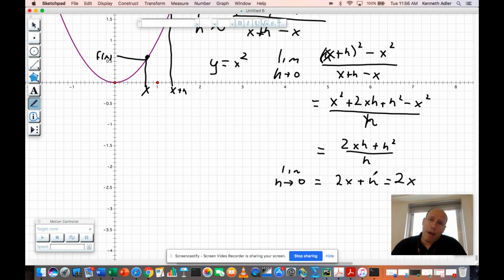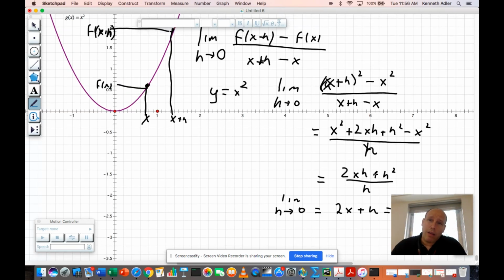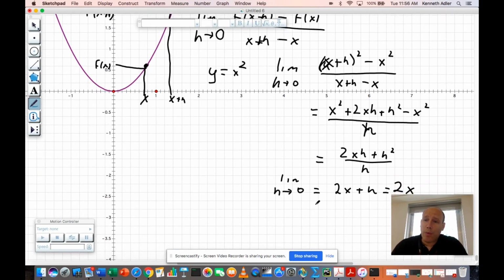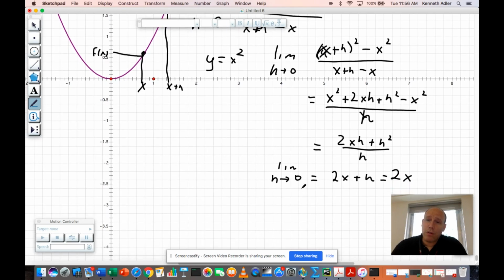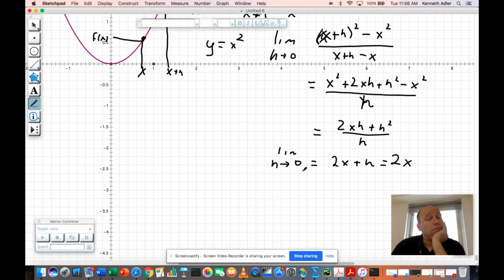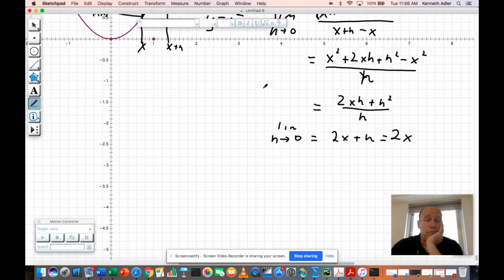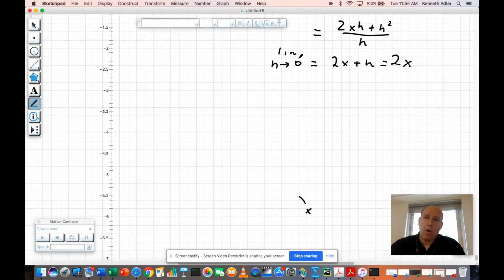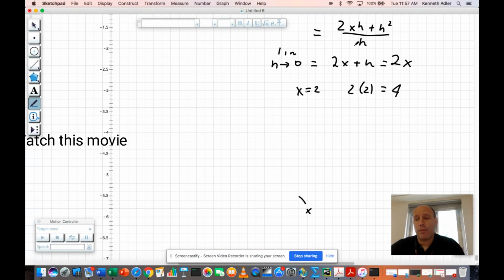How does that connect back to what we did? Well, if you recall, the numbers kept getting closer and closer to 4. And so when we plug in x equals 2, we get 2 times 2, or 4. And that's the idea.